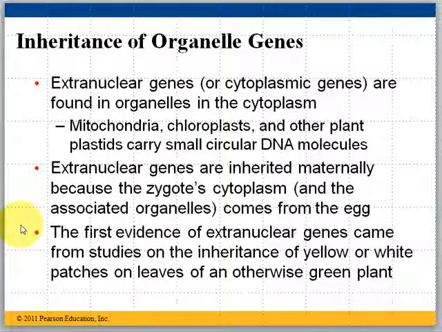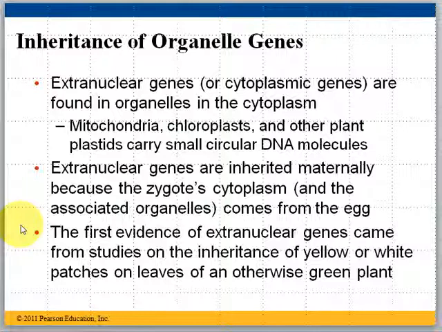And so perhaps the mitochondria, the chloroplast, were their own separate living creature at one time, and they were taken in and became organelles through the process of evolution over time. That's why perhaps they have their own separate strands of DNA. So extranuclear genes are inherited maternally because the zygote cytoplasm and all the associated organelles come from the egg.